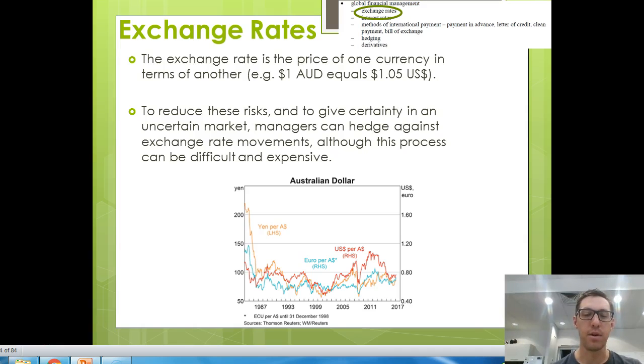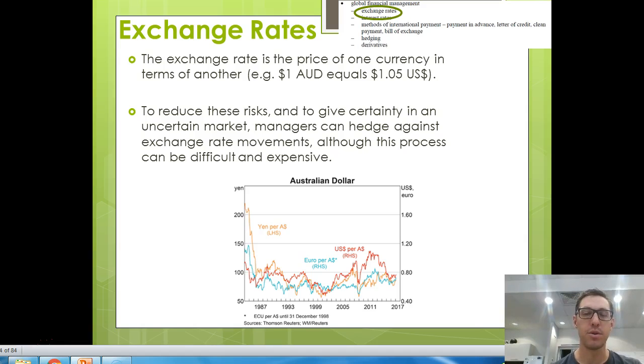You can see there a bit of a graph which is really just showing you the volatility and the significant movements in currencies of your three major currencies there against the Australian dollar: the yen, so the Chinese currency, the euro, and the US dollar. And you can see the level of change and volatility in those currencies since the early 1980s.